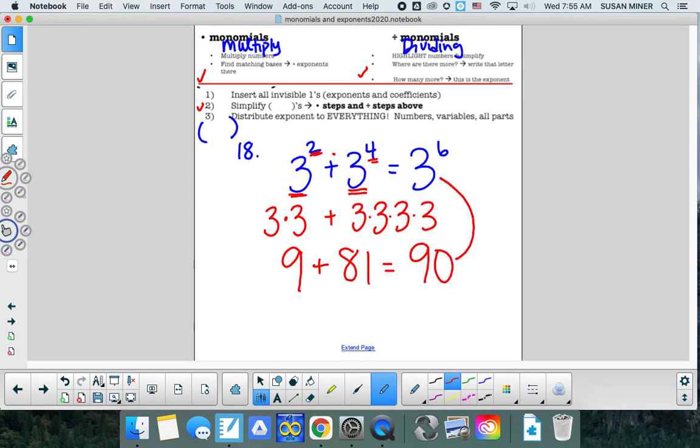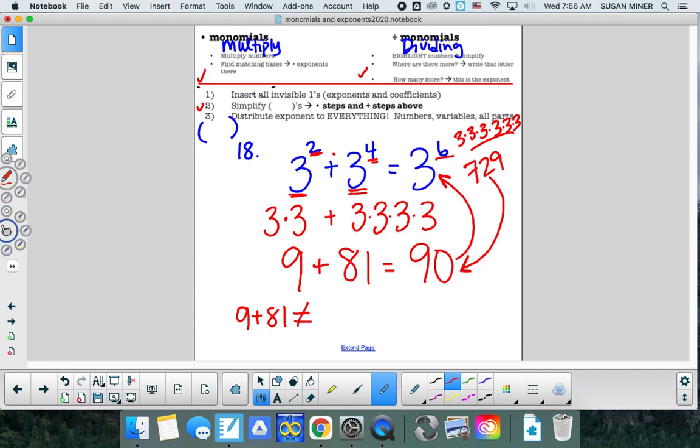Now I've got to compare that with that. How am I going to do that? Well, I'm going to calculate out what 3 to the 6th power is, right? Because 3 to the 6th power is the same as 3 times 3 times 3 times 3 times 3 times 3. Or I can just put it in my calculator and calculate out 3 to the 6th power, which is what Ms. Miner's going to do right now. 3 to the 6th power is equal to 729. Well, that is not the same as 90, right? And so this one is 9 plus 81.